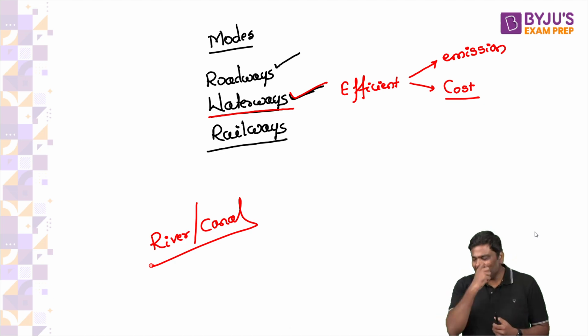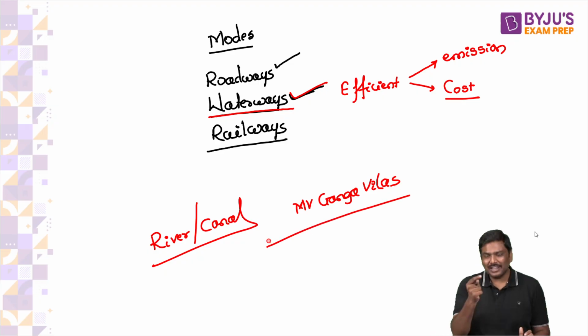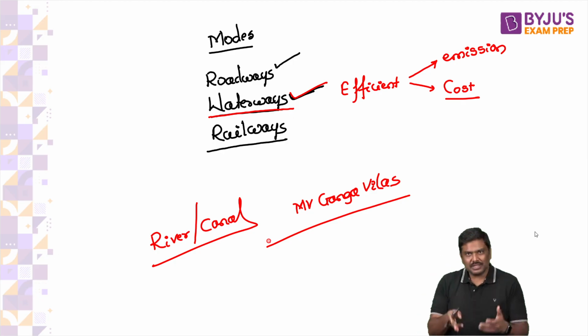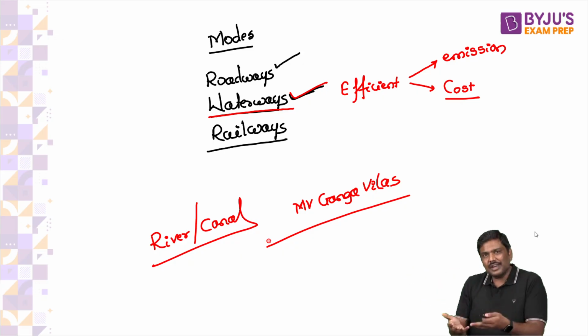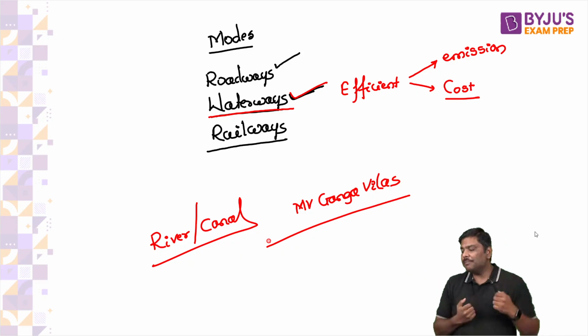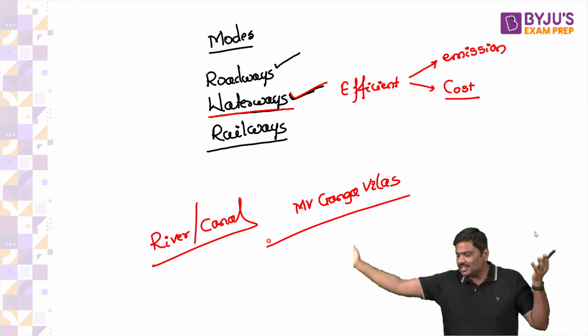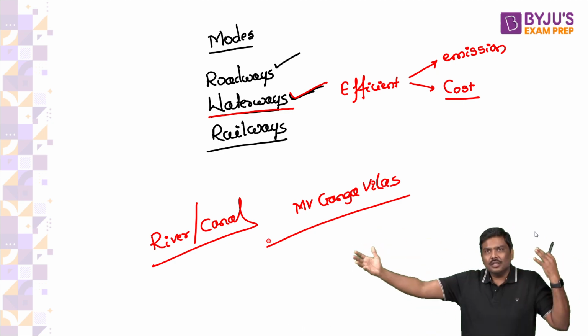Let me give you one current affairs example. Have you heard of MV Ganga Vilas? Let me see how many of you are reading newspapers now. This is where the importance of current affairs comes into the picture. MV Ganga Vilas was basically a passenger boat, related to tourism, very important for current affairs for you. It was basically a large ship which carried passengers. They use the term cruise ship.